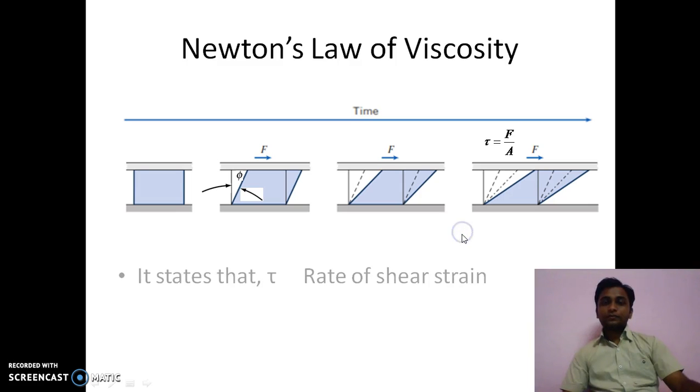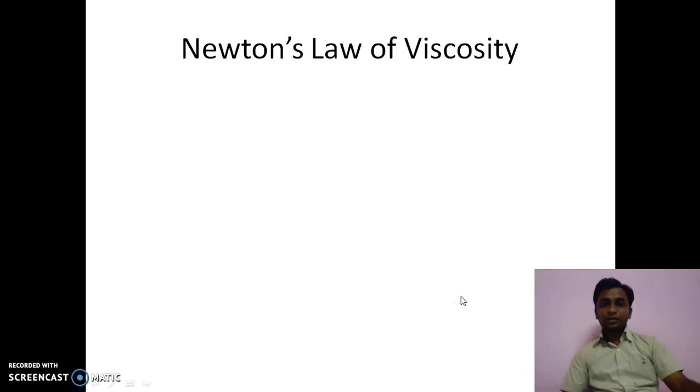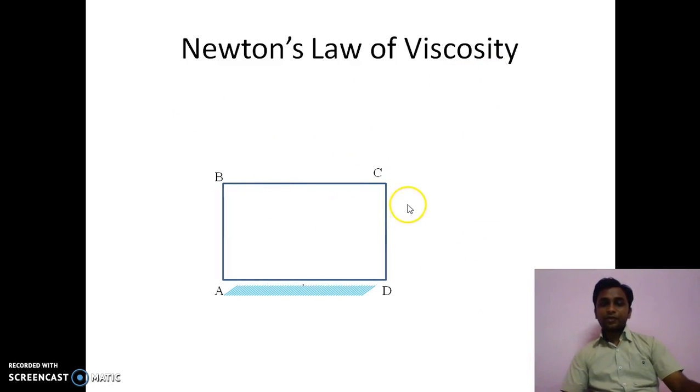So the statement of Newton's law of viscosity is like this. It states that shear stress tau is directly proportional to the rate of shear strain. Shear strain per unit time gives you the rate of shear strain. This statement is Newton's law of viscosity. Now in the next part, we are going to derive Newton's law of viscosity.